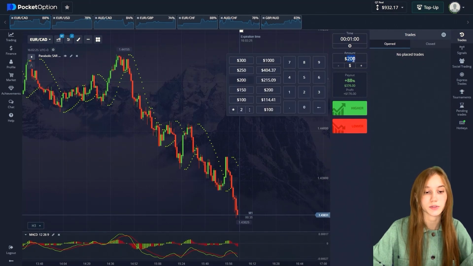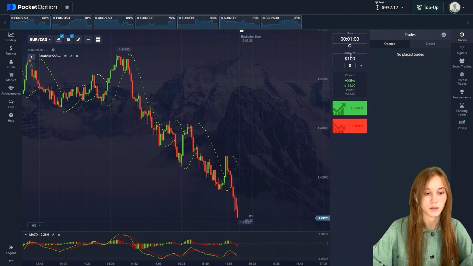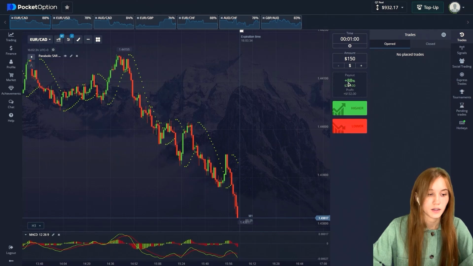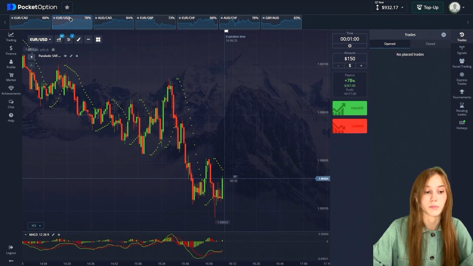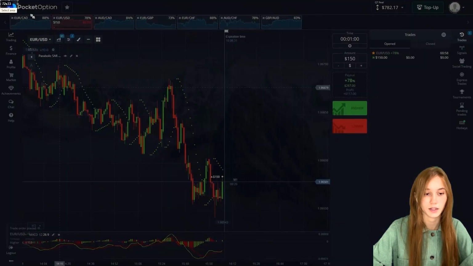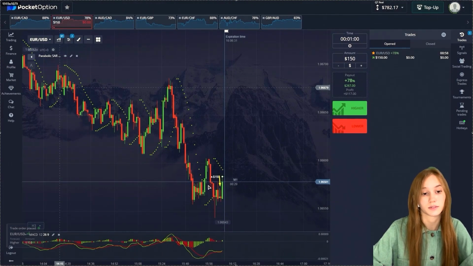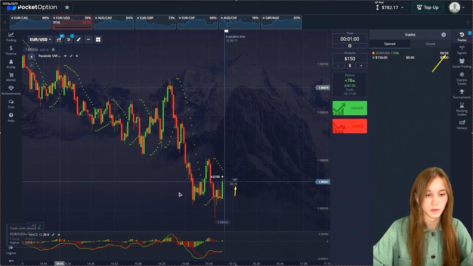Increase our deal amounts to $100. I think it's good. 150. So we should reach the $1,000 mark. And the last concept. Let's open up. Start. Our chart is going down. Don't be afraid of this. I think the chart will go up. So let's see our candles.